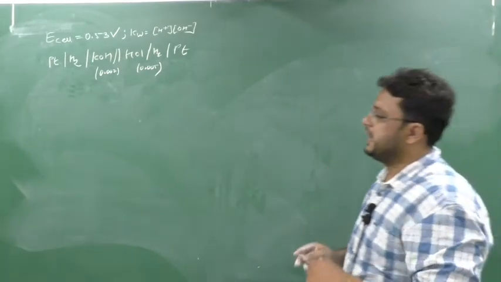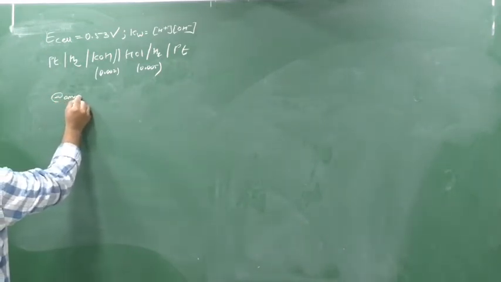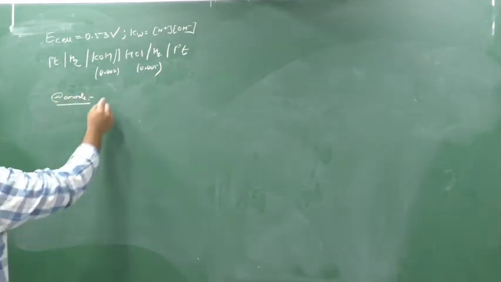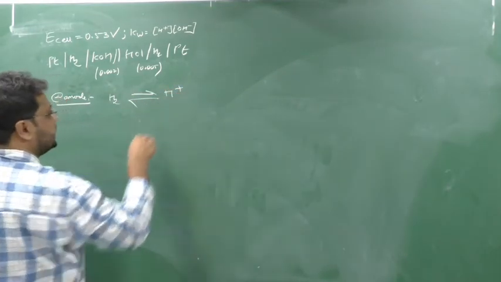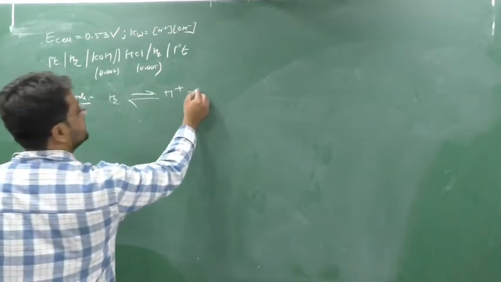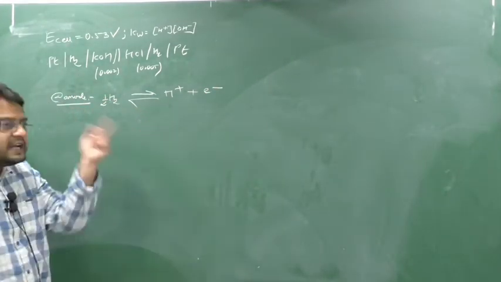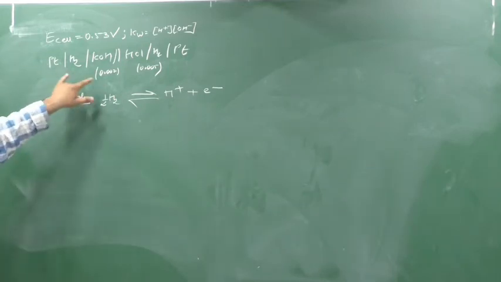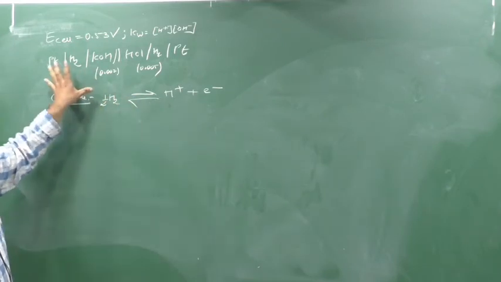How? First we'll see at the anode. At the anode, this hydrogen should undergo oxidation, so it will form H+ only. It cannot form OH minus, plus electron. I can add half. Do we have H+ concentration at the anodic part?